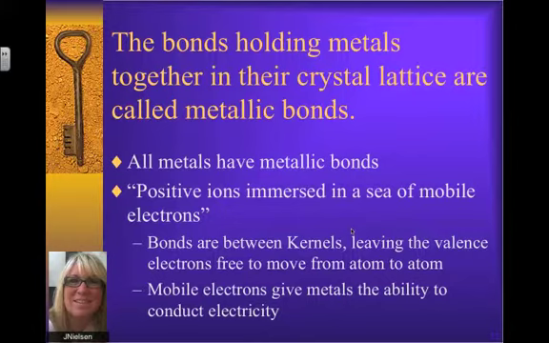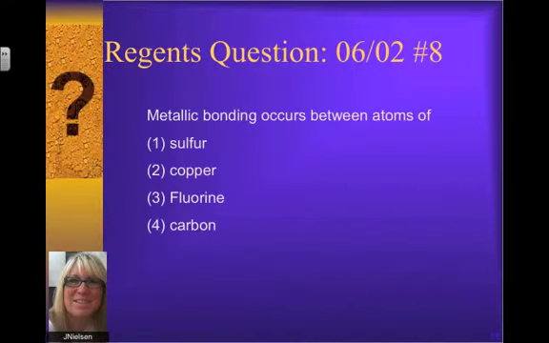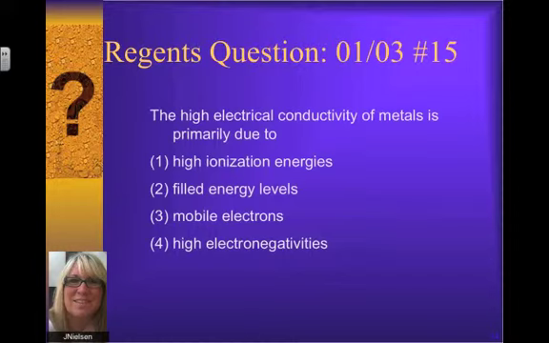The bonds holding metals together in their crystal lattice are called metallic bonds. All metals have metallic bonds. This is referred to as positive ions immersed in a sea of mobile electrons. Bonds are between kernels, leaving the valence electrons free to move from atom to atom, and that's what allows them to conduct electricity. So metallic bonding occurs between, you're looking for a metal, so that would be copper. The high electrical conductivity of metals is primarily due to, remember, in order to conduct, you need mobile charge, in this case, mobile electrons.